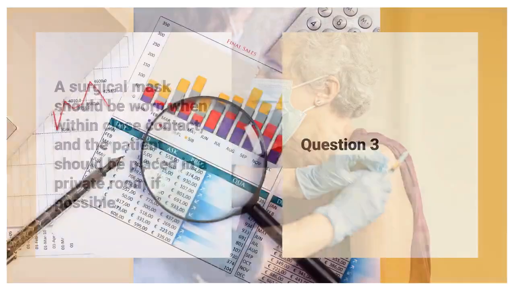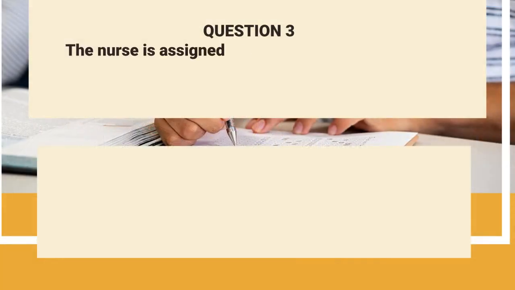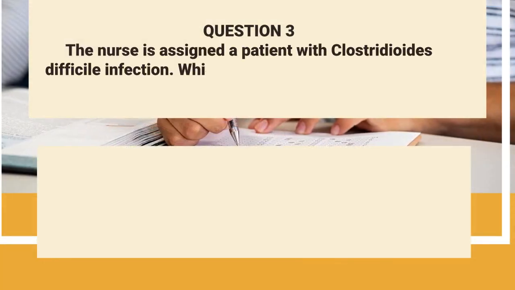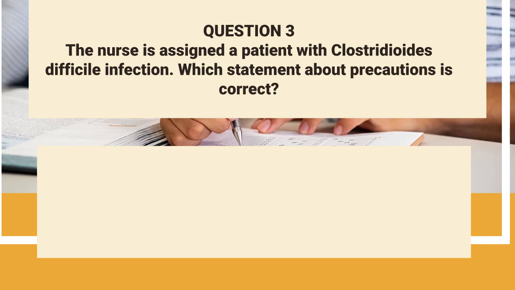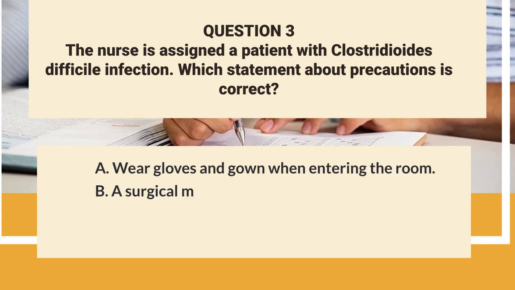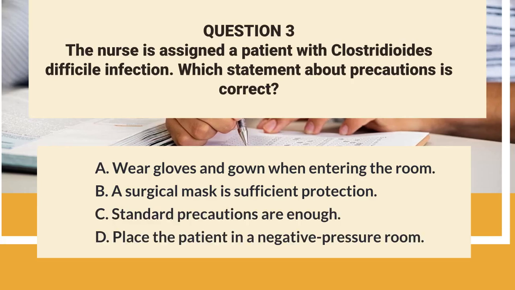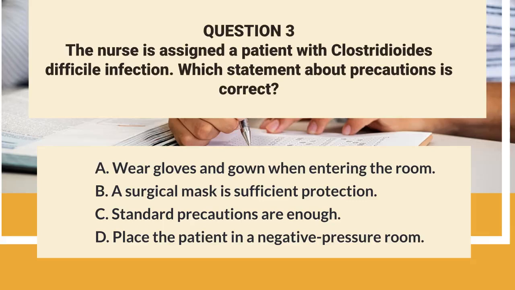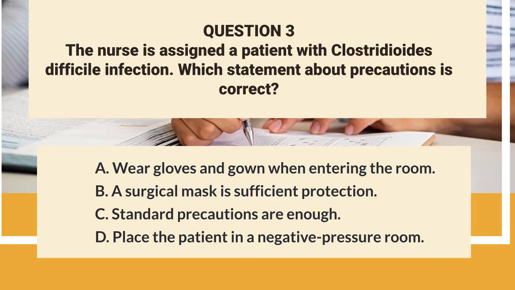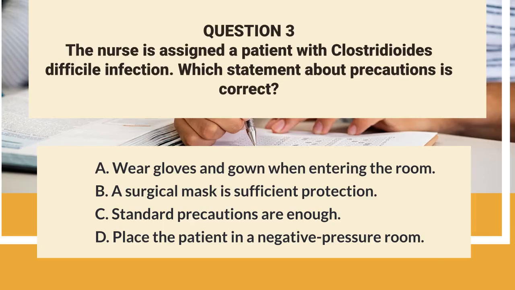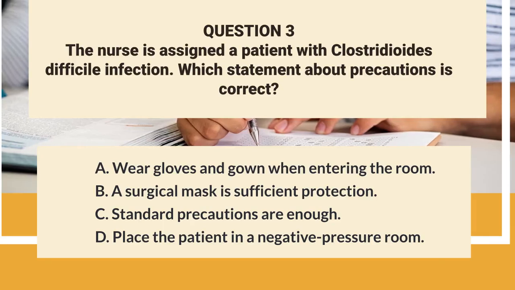Question 3. The nurse is assigned a patient with Clostridioides difficile infection. Which statement about precautions is correct? A. Wear gloves and gown when entering the room. B. A surgical mask is sufficient protection. C. Standard precautions are enough. D. Place the patient in a negative pressure room.